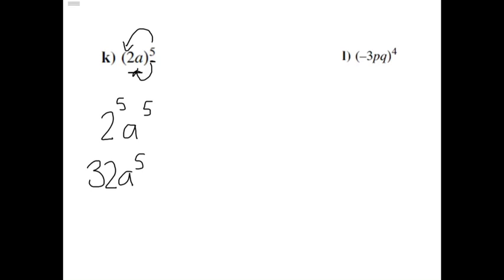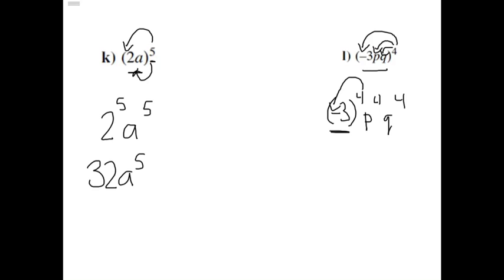For l, same thing, it's the power of a product law. So this 4 is going to affect the negative 3. It's going to affect the p and the q. So you're going to have negative 3 to the power 4, and you've got p to the power 4, and you've got q to the power 4. You'll notice I actually put this in brackets. This is just to remind myself that we do have a negative 3 in this case. And this negative is in the bracket, so the 4 is going to affect the negative as well. This is going to result in a positive number. So negative 3 to the power 4 is going to be positive 81. And the rest is done for you. P to the power of 4, q to the power of 4.